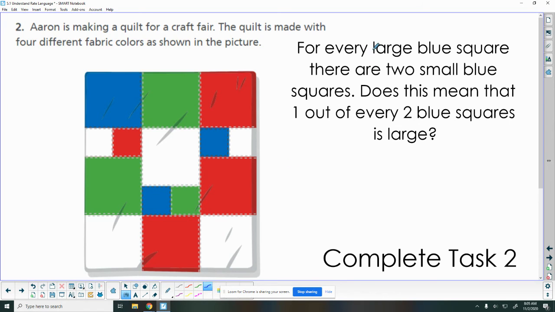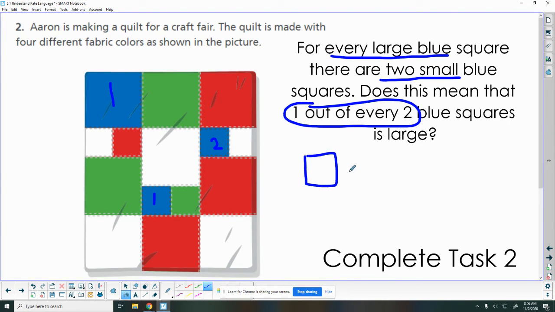So this says, for every large blue square, there are 2 small blue squares. So I have 1 large and 1, 2 small. That sounds right. Every time I have 1 large one, there were 2 small ones. Does this mean that 1 out of every 2 blue squares is large? So this is saying if I have 1 big one, then I would also just have 1 small one. 1 out of 2 total is blue.